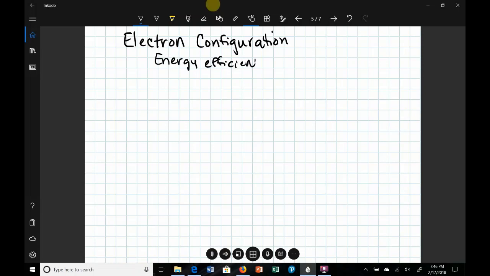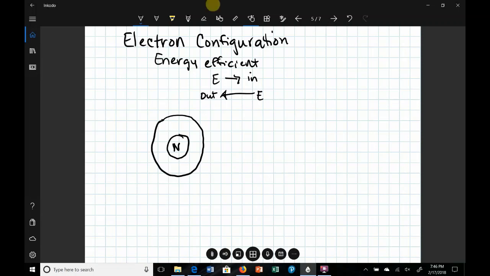And what do I mean by that? It means that the amount of energy going in should be less than the amount of energy that's coming out of the system. So in terms of atoms, atoms are going to place their electrons a certain distance away from their nucleus that allows them to be energy efficient.